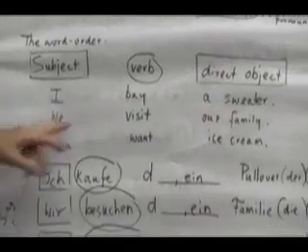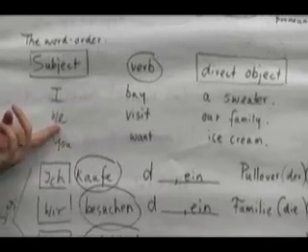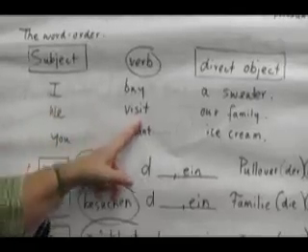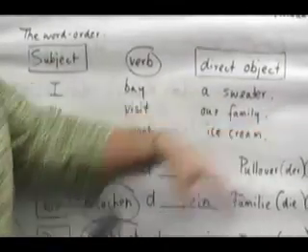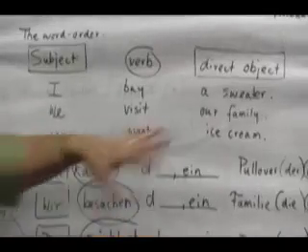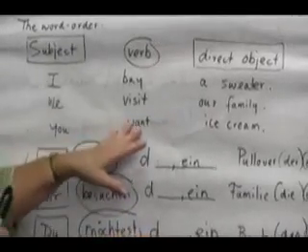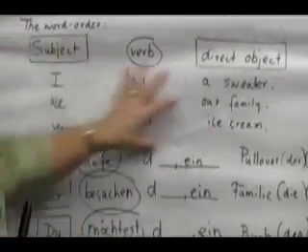Next sentence, we visit our family. We is the subject, right? Because we are doing the action, the activity, we are visiting, so visit is the verb. Our family is the direct object. Next sentence, you want ice cream. You are the subject, want is the verb, ice cream is the direct object. So this would be an English sentence.